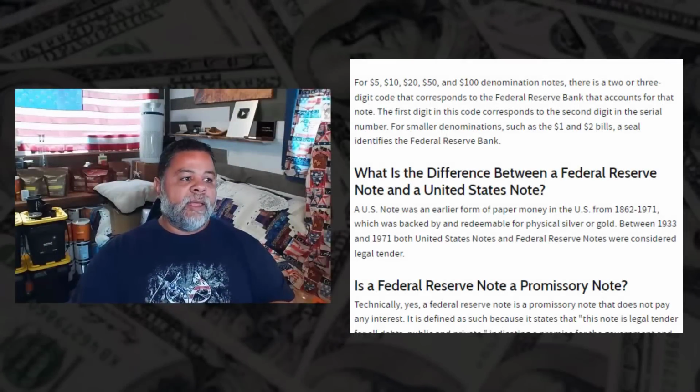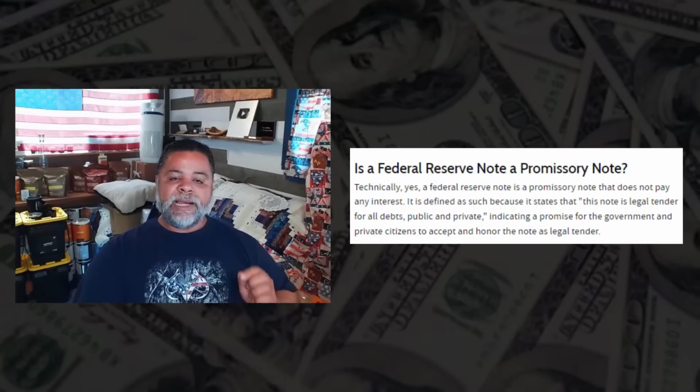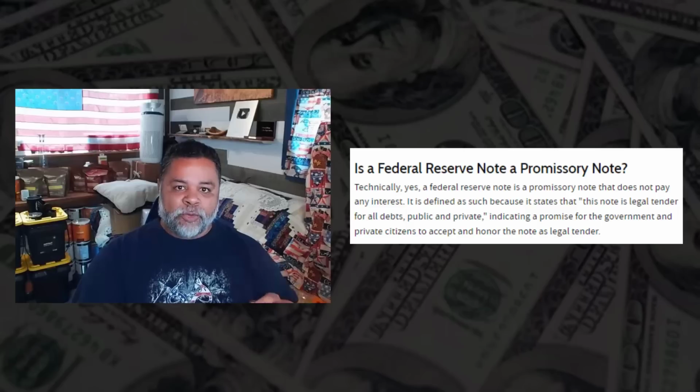So going on, a U.S. note was an earlier form of paper money in the U.S. from 1862 to 1971, which was backed and redeemable for physical silver or gold. Between 1933 and 71, both United States notes and Federal Reserve notes were considered legal tender. Is a Federal Reserve note a promissory note? Technically, yes. A Federal Reserve note is a promissory note that does not pay any interest.